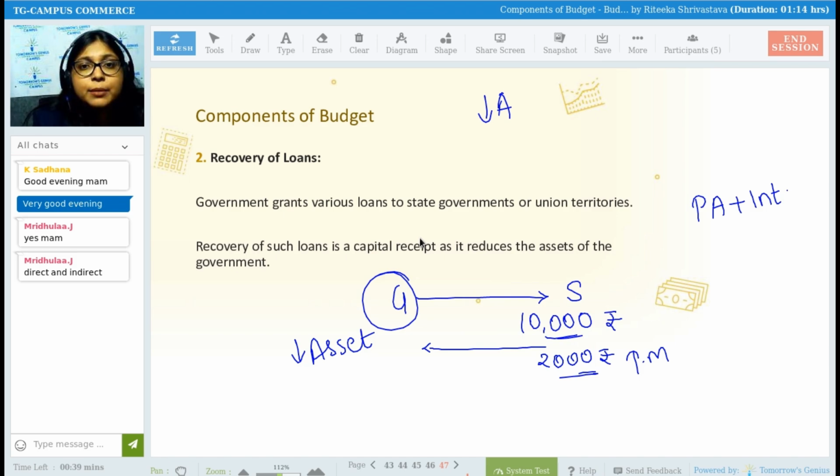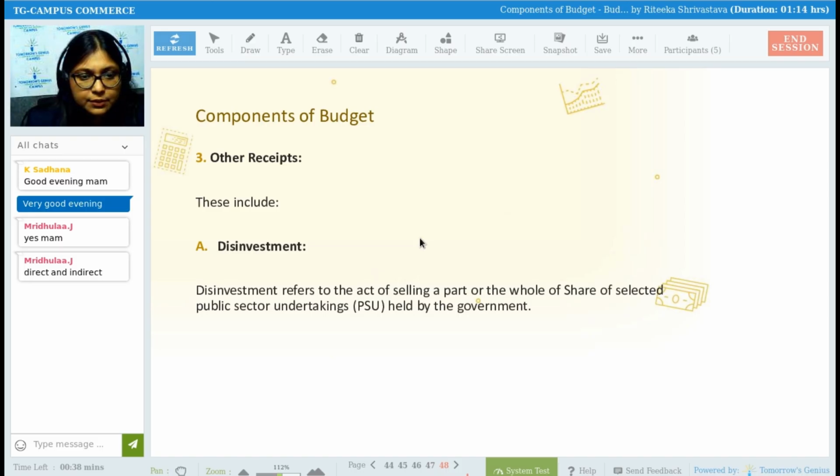So same way, when government gives loan to somebody else, it can be a union territory, it can be a state government, it can be a financial institution, it can be RBI. So when it gives loan to somebody else, when it recovers that loan, recovery of that loan will decrease the asset of the government. Okay. So government grants various loans to state governments or union territories. Recovery of such loan is a capital receipt, as it is going to reduce the assets of the government.